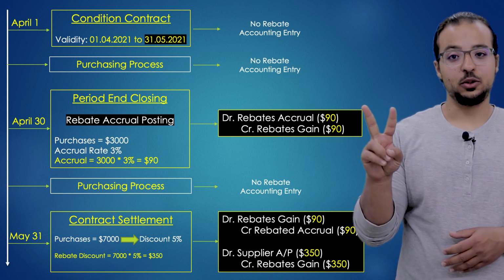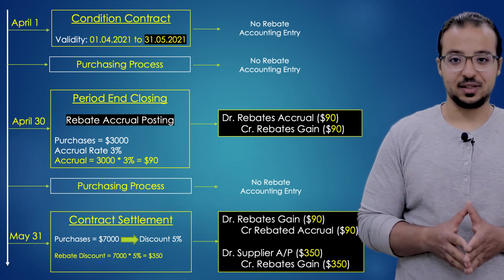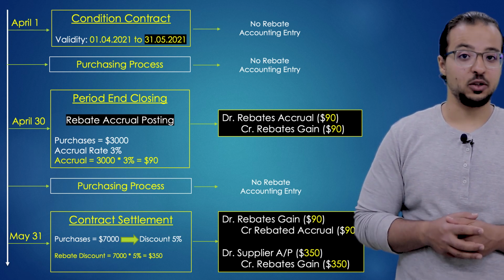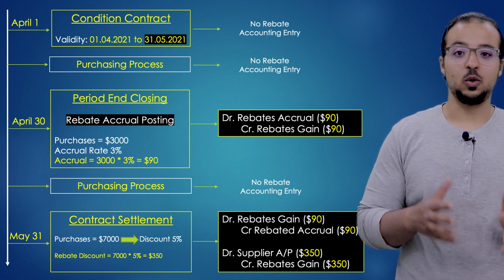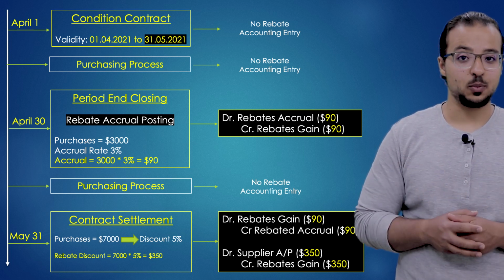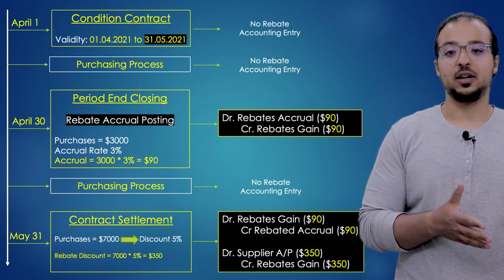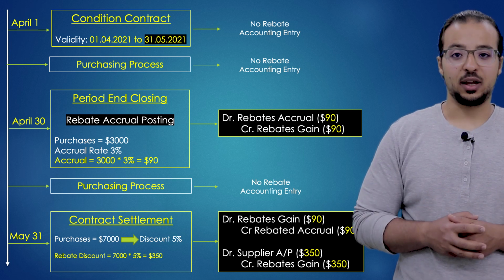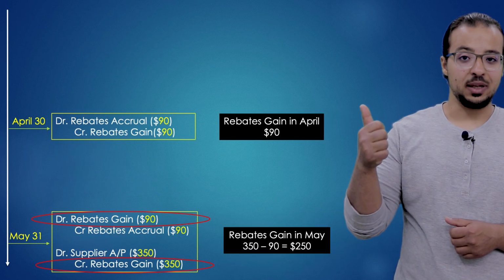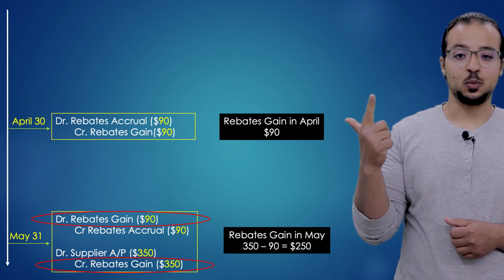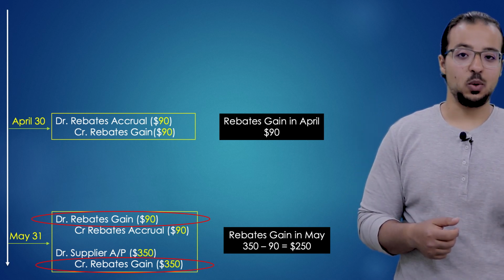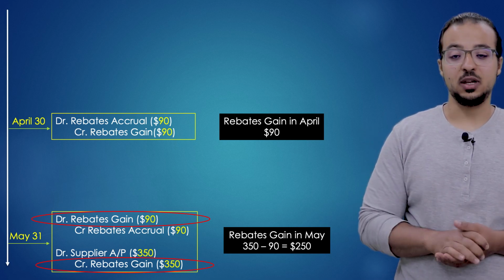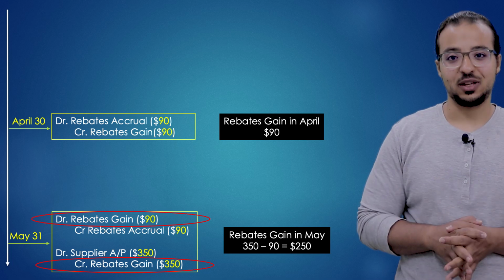And then in the second part, we are going to post the total value of the discount. So this will be 7,000 multiplied by 5%, which is 350 USD. So the financial entry will be a debit to the supplier accounts payable for 350 and a credit to the rebates gain account for 350. And now if we look on the net impact on accounting, the accrual account is completely cleared and the rebates gain account is posted in April and in May. So in April we have the value of 90 USD and in May we have the value of 260 USD, and this is completely aligned with the accounting standards.